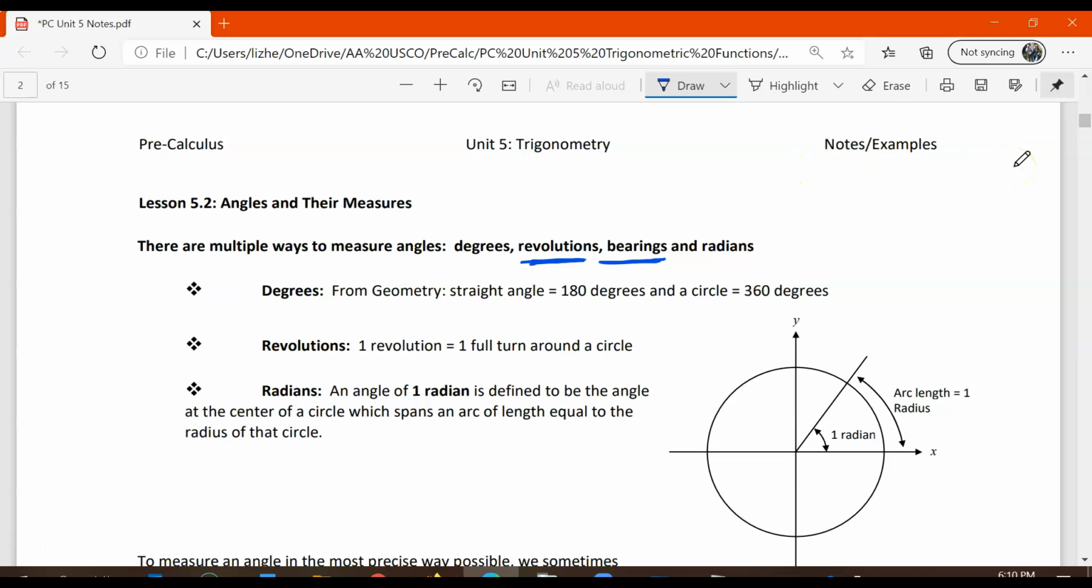Okay, degrees. From geometry, a straight angle is 180 degrees and a circle is 360 degrees. Revolutions. One revolution equals one full turn around a circle, which means one revolution equals 360 degrees, or one revolution equals 2 pi radians.